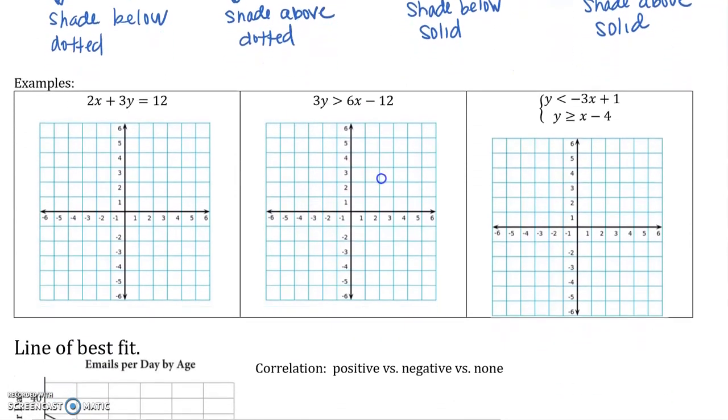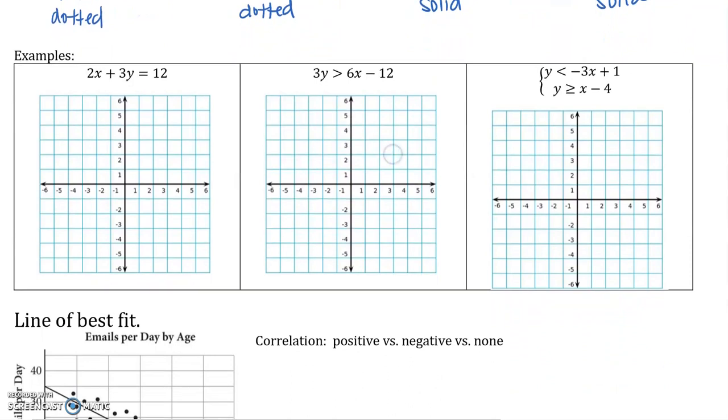Let's do a couple examples. This first example, I have 2x plus 3y equals 12. Well, that does not look like y equals mx plus b. So the first thing I would do would be to make it look like y equals mx plus b. So I want to isolate the y. I will subtract 2x from both sides first. So 3y equals negative 2x plus 12. Then I have to get y totally by itself. So I will divide all numbers by 3. So I have y equals negative 2 over 3 x plus 4.